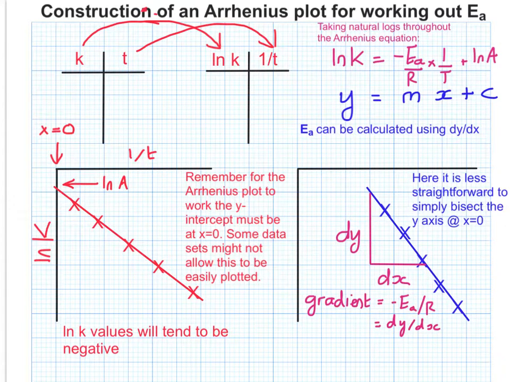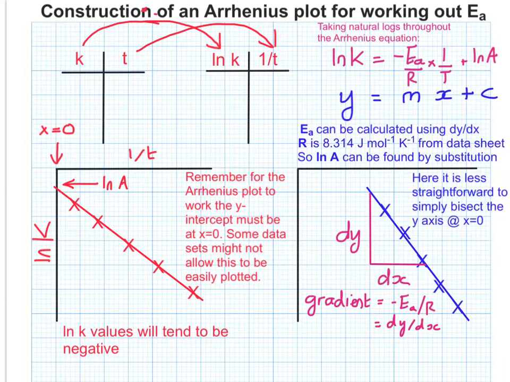So Ea can be calculated using dy over dx. R is given from the data sheet. So therefore the natural log of A can be found by substitution. So irrespective of what kind of plot you actually end up with from the data, you can either find ln A from direct bisection of the y-axis at x equals 0, or you can calculate it by working out the gradient of the line and substituting in the values.